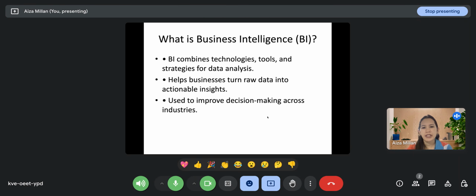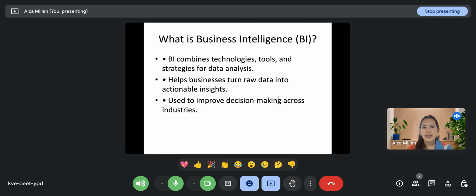Let's begin with an important question. What is business intelligence or BI? BI refers to the technologies, tools, and processes that organizations use to analyze data and make informed decisions. Think of it as a way to convert raw data into actionable insights.